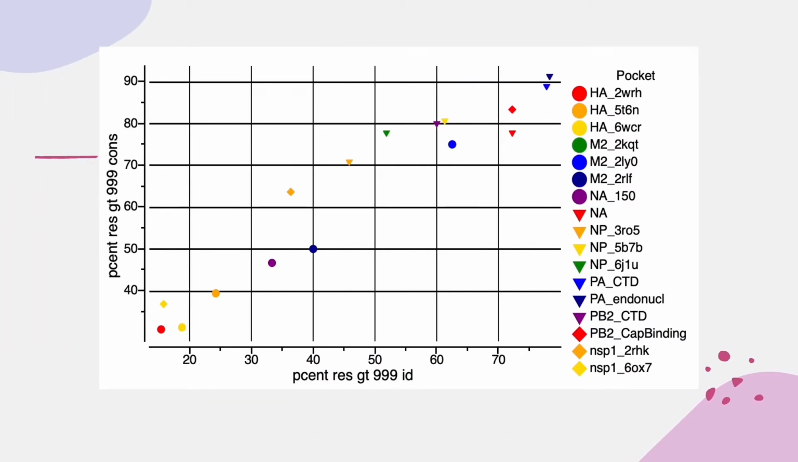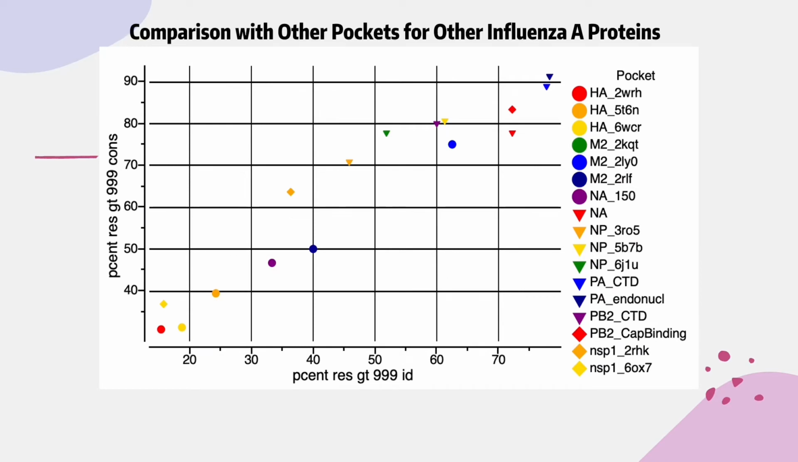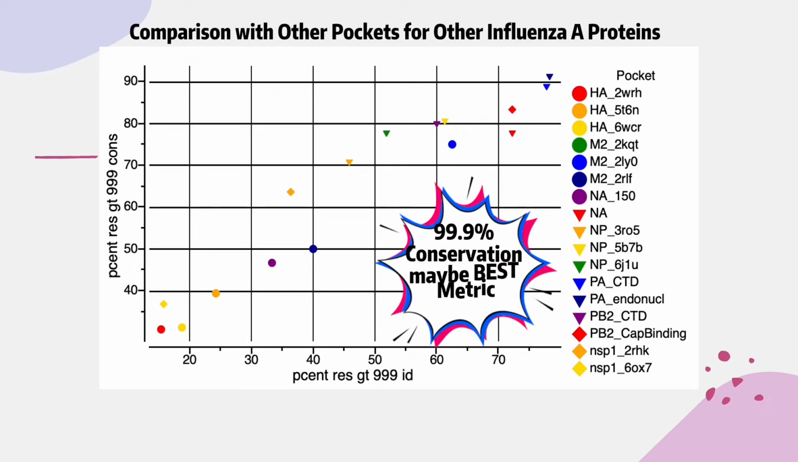Consequently, Dr. Shapira provided support to think of a metric to evaluate and compare all pockets analyzed for the whole group project regarding influenza A virus. We calculated the percent of residues that are greater than 99.9% conserved, greater than 99.9% identical, greater than 99% conserved, and greater than 99% identical for each pocket. For the final ranking, greater than 99.9% conserved may be the best metric.